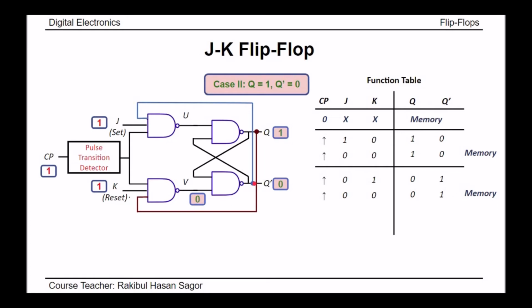Again, this Q prime feedback will appear at the J side. So we have J equal to 1, clock pulse equal to 1, but Q prime is equal to 0. So the value of U will be 1. Again, for this SR flip-flop, we have U equal to 1, V equal to 0. That means the output will be reset. Reset means the value of Q will be 0, Q prime equal to 1.